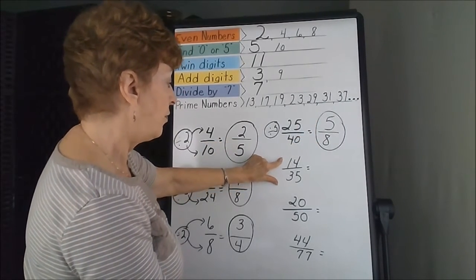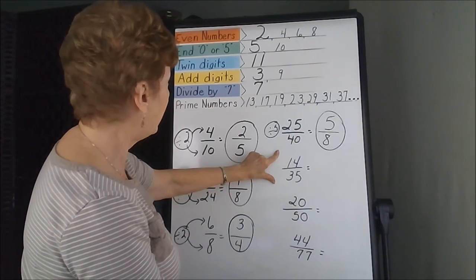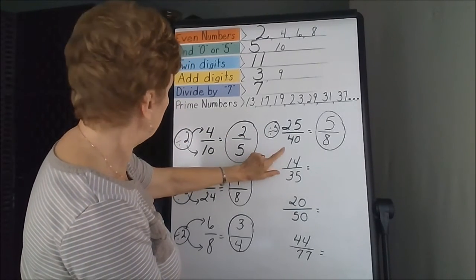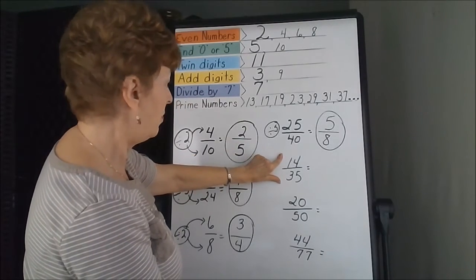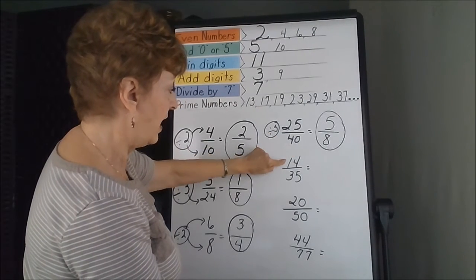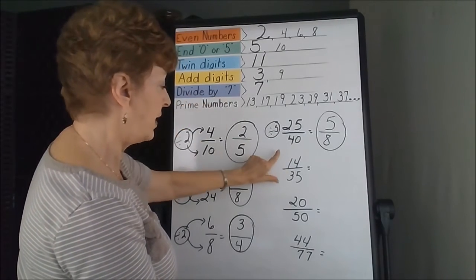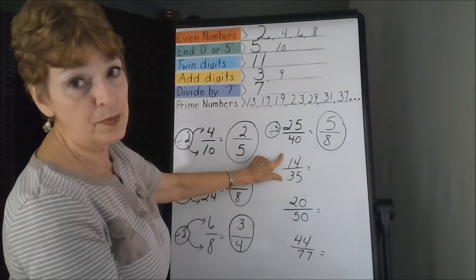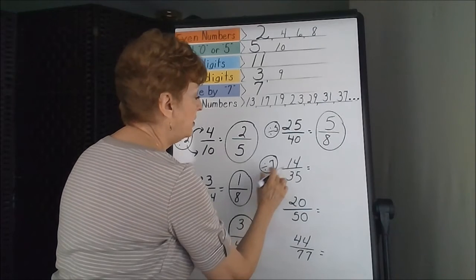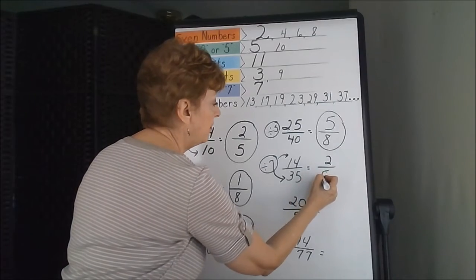Let's come to this. 14 and 35. Are they both even numbers? No. Do they both end in a 0 or a 5? No. I'm sorry, are they twin double digits? No. Let's add the digits to check for 3 or 9. 1 plus 4 is 5. 3 will not divide into 5 evenly, so we'll skip that one. Could we divide this by 7? Well, 14 and 35 are both in the 7's line, so yes. 7 divides into 14 2 times. 7 divides into 35 5 times.